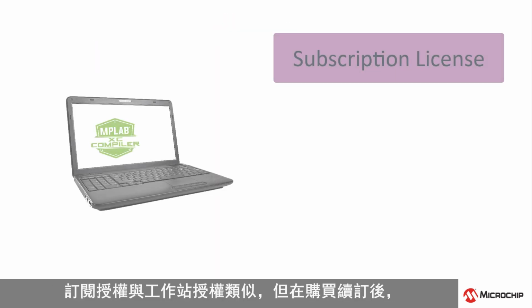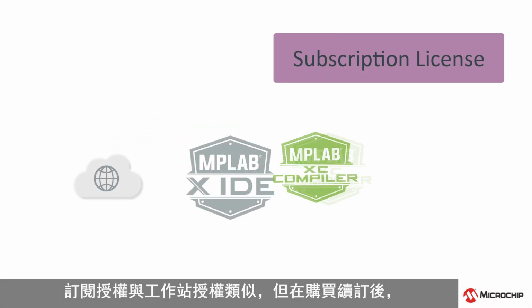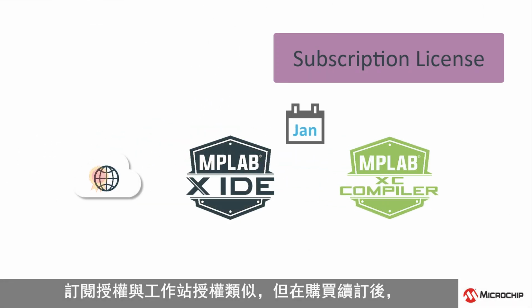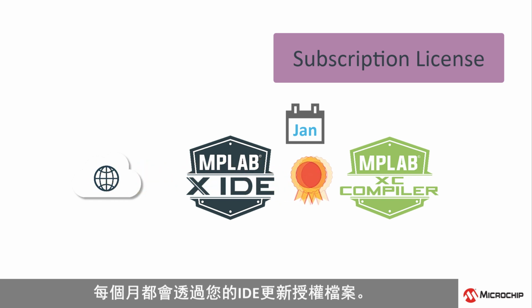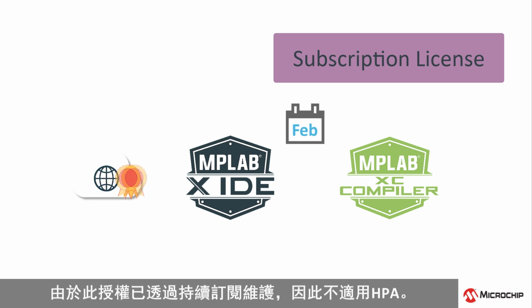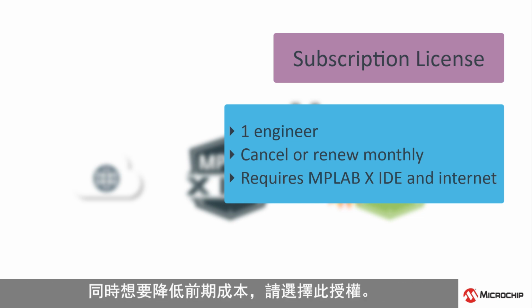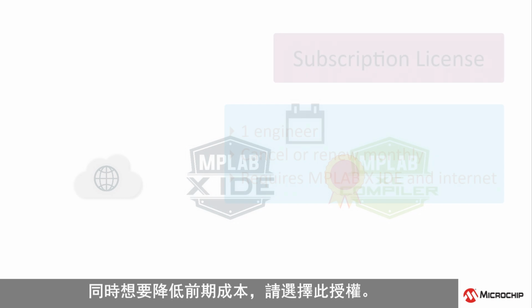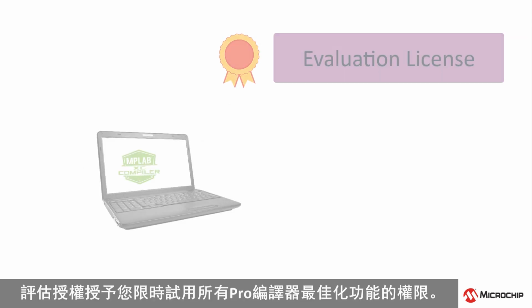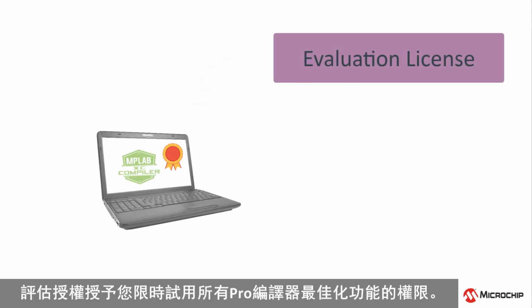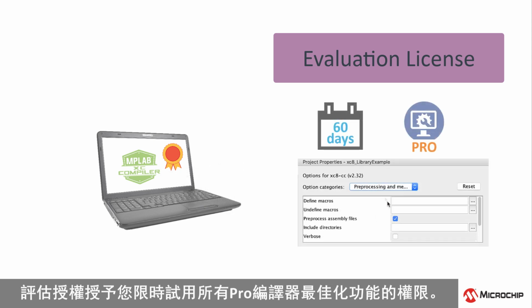A subscription license is similar to a workstation license, but each month after purchasing your subscription renewal, the license file is updated via your IDE. Since this license is already maintained by an ongoing subscription, HPA is not applicable. Choose this license if you want one locally managed compiler license for each of your engineers, but prefer lower upfront costs.